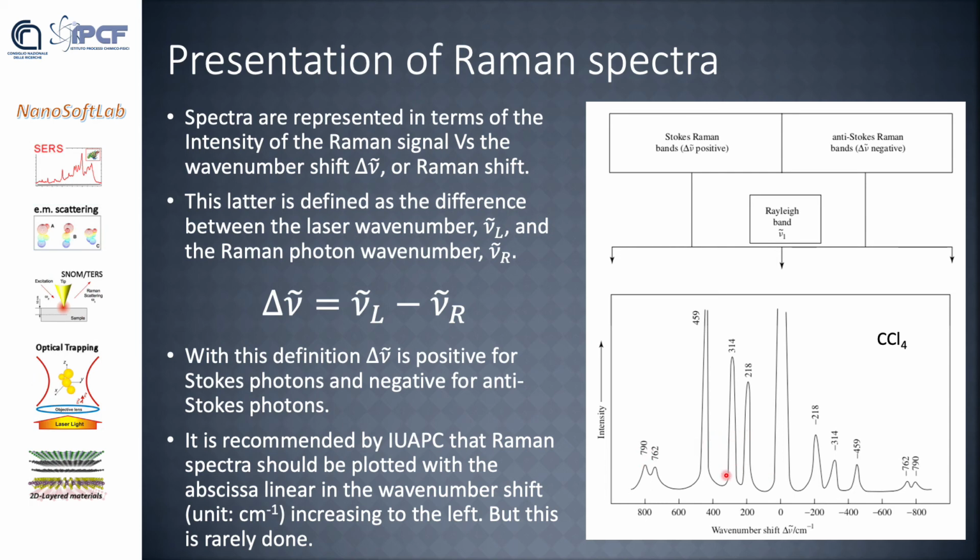These on the left, at positive wave number shifts, are the Stokes bands. Symmetrically on the right, at negative wave number shifts, we have the anti-Stokes bands. You see here the positions are the same and are symmetric with respect to the Stokes bands. This we have already seen in the previous slide. At the center, at zero wave number shift, meaning at the same wavelength of the excitation laser, we have the Rayleigh scattering, which is much more intense than the Raman Stokes or anti-Stokes.